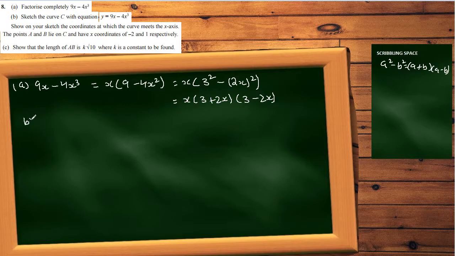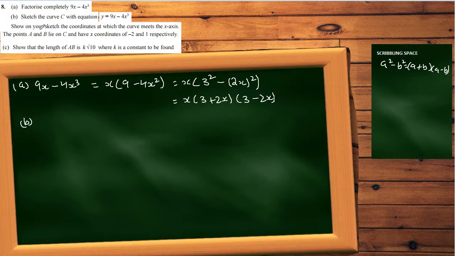Now in part B, the question asks us to sketch the curve C with the equation y equals 9x minus 4x cubed. Now note that this is the same equation as in part A, and you have to sketch a curve. And it also says that show on your sketch the coordinates at which the curve meets the x-axis. There are a few ways of going around this one. So let's get those coordinates first.